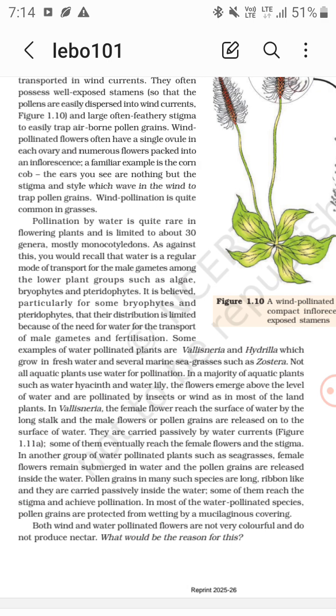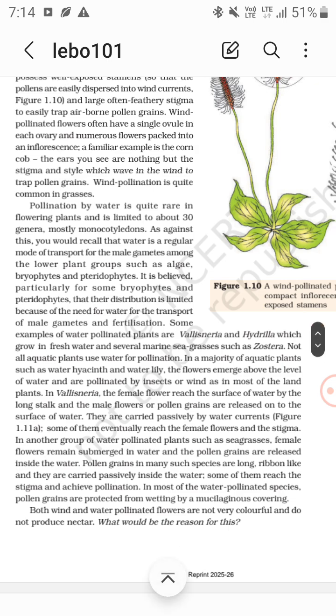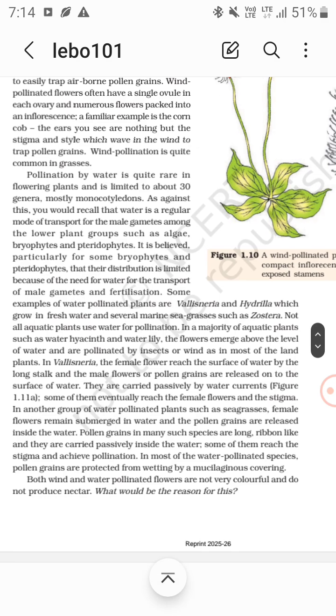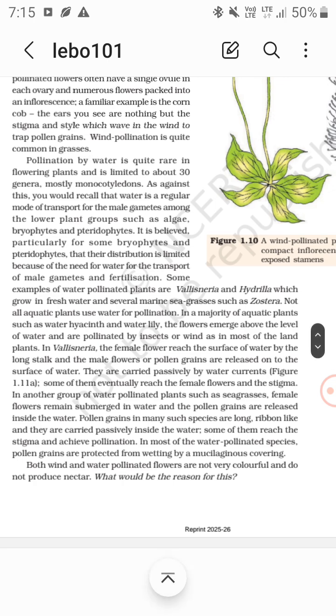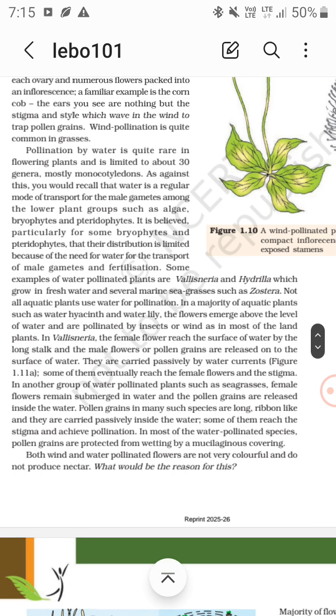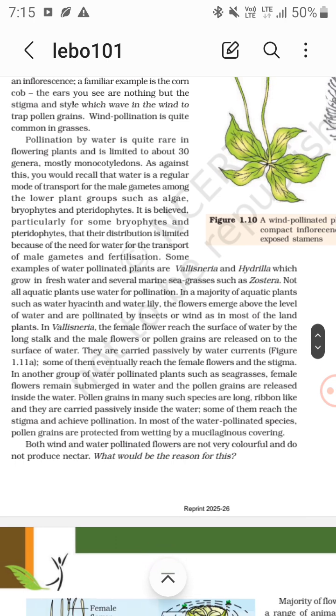Now not all aquatic plants use water for pollination. The majority of aquatic plants, such as water hyacinth and water lily, emerge above the level of the water and are pollinated by insects or wind, as in most land plants. In Vallisneria, the female flower reaches the surface by a long stalk, and the male flowers or pollen grains are released onto the surface. And now Zostera, that is seagrass.